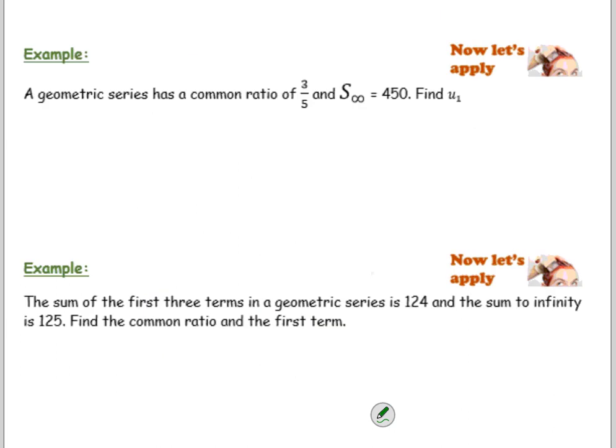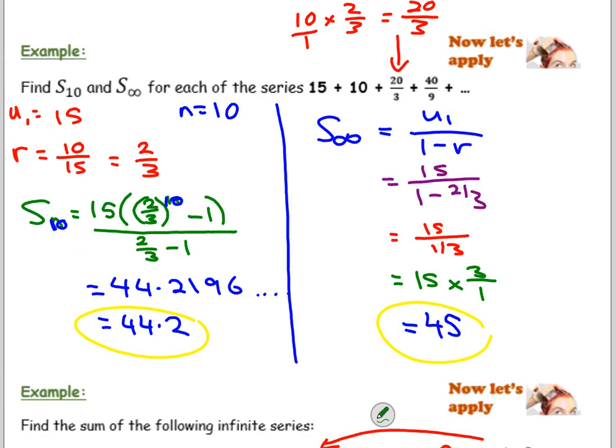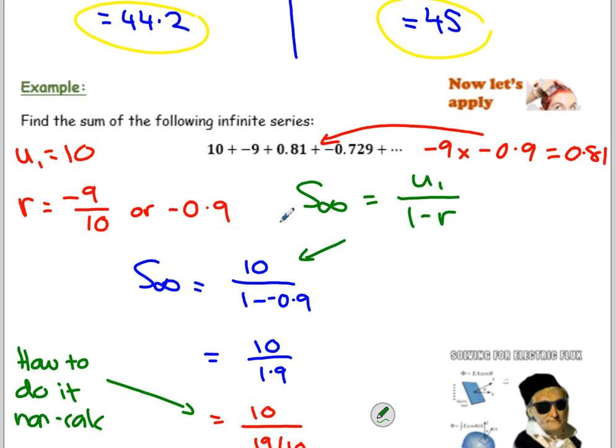Yeah, cool. We're on this one now. This one's short, so you can see it's short because I haven't put much space there for you. A geometric series has a common ratio of 3/5 and a sum to infinity of 450. Find u of 1. It could sound really complex and horrible, but remember, our formula is super easy. All we've got is the number, that number, that number, so it's going to be a simple one to rearrange.